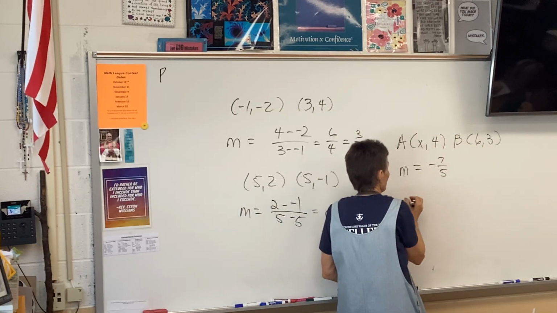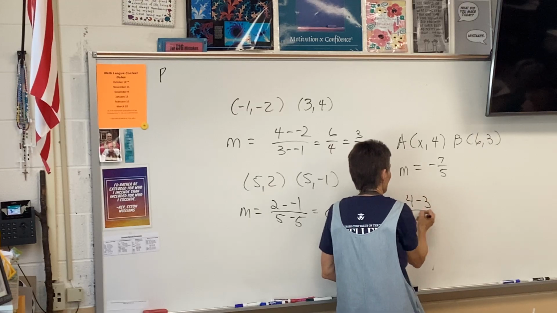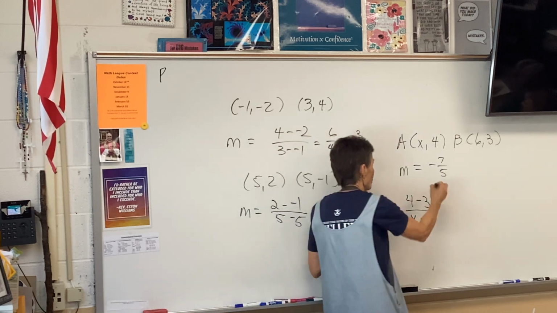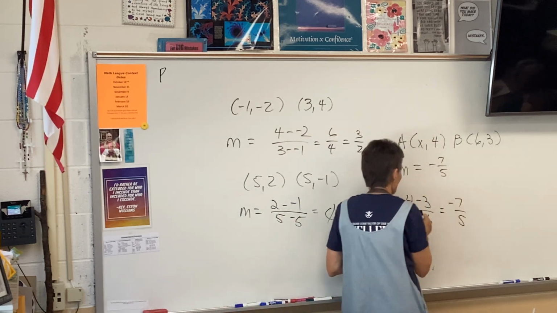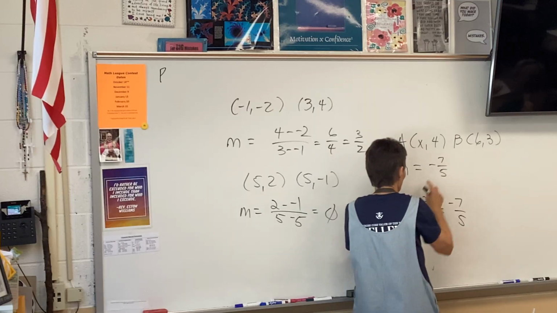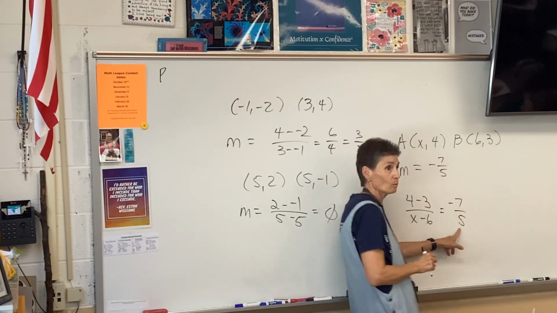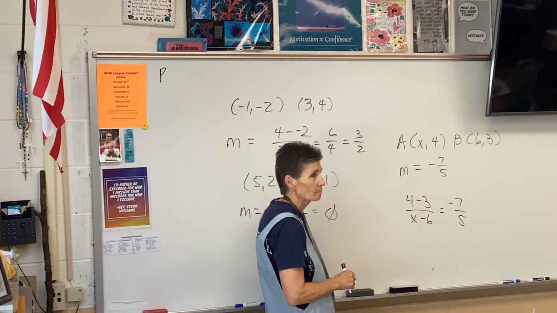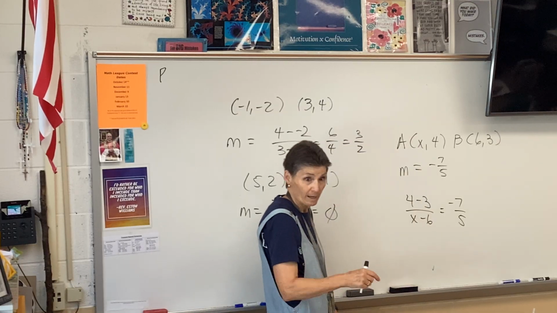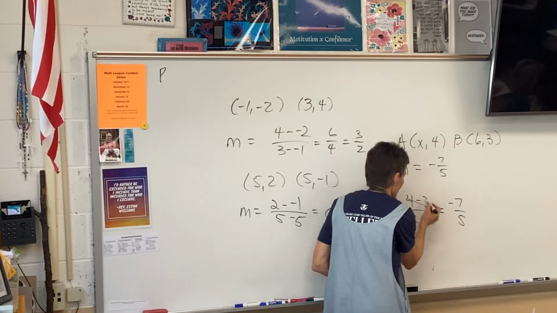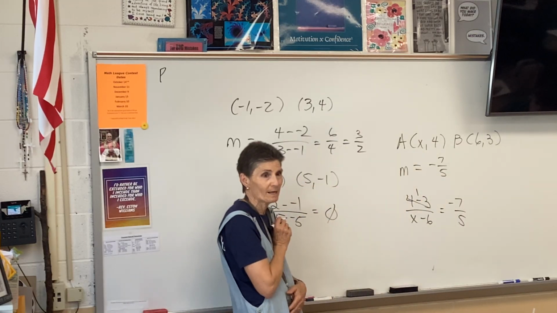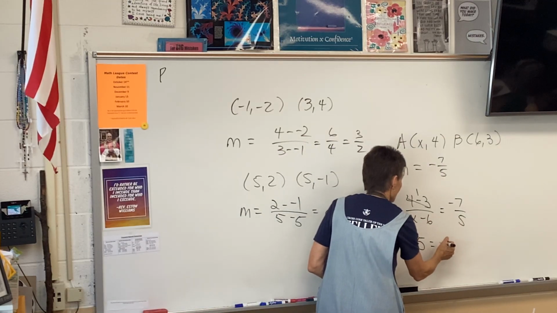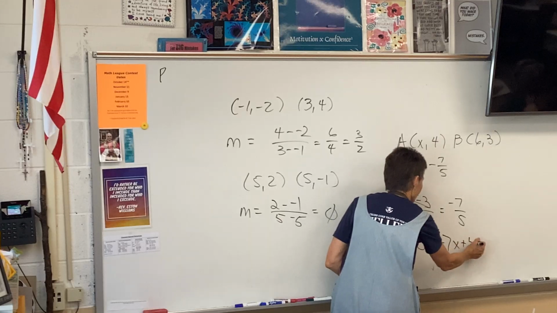The slope of AB would be 4 minus 3 over x minus 6, right? But they tell me that the slope is -7/5. So doesn't y minus y over x minus x have to equal -7/5? How do I solve something like that? Cross multiply. I would probably go ahead and make this a 1, just to simplify my life a little bit. And now I'll cross multiply, so 5 equals -7x plus 42.